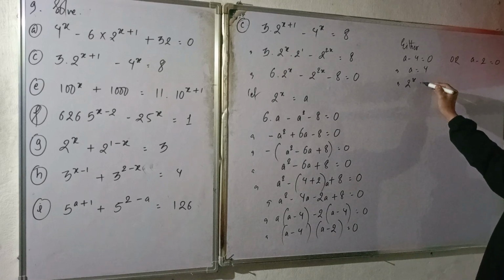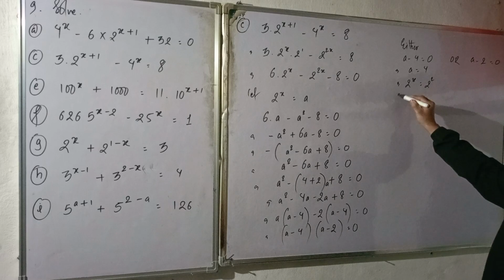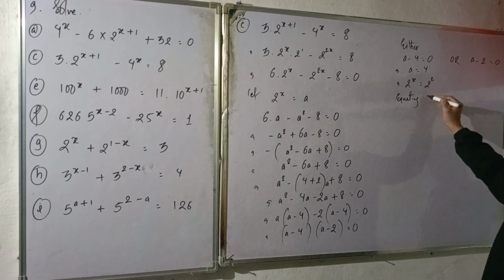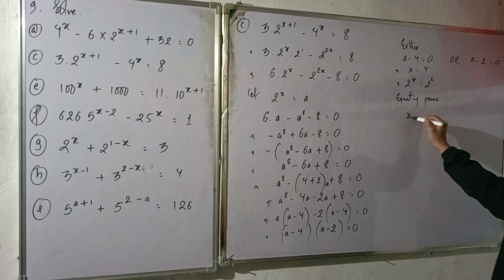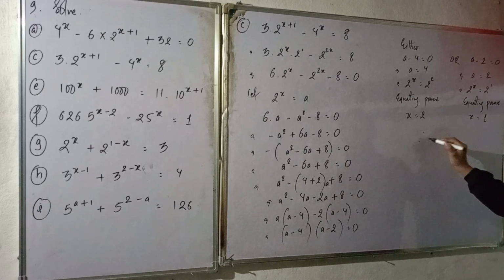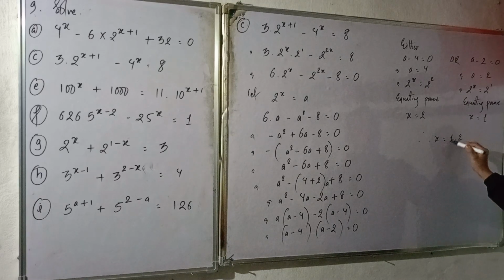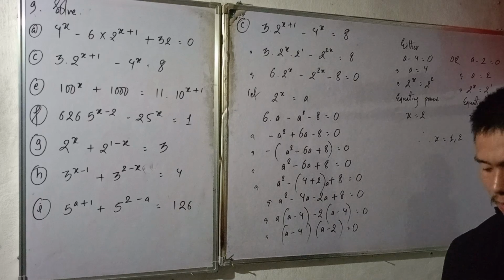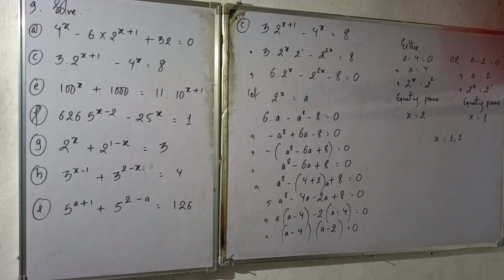We have a as 2 power x. Now 4 can be written as 2 squared. Now equating powers, you'll get x equals 2. Just like that, here also a equals 2. A can be written as 2 power x, and 2 power nothing means it will always be 1. Now equating powers, you'll get x equals 1. So you have two values for x, one is 1 and another is 2. Finished. Nothing new.